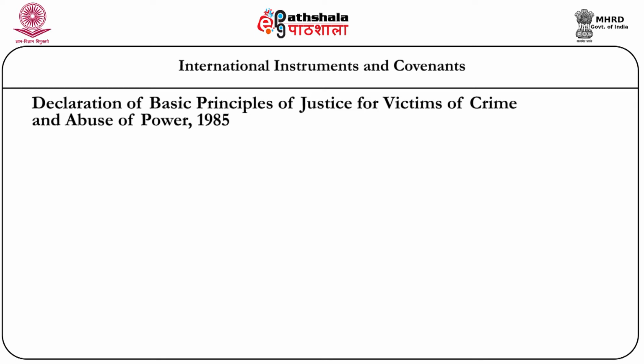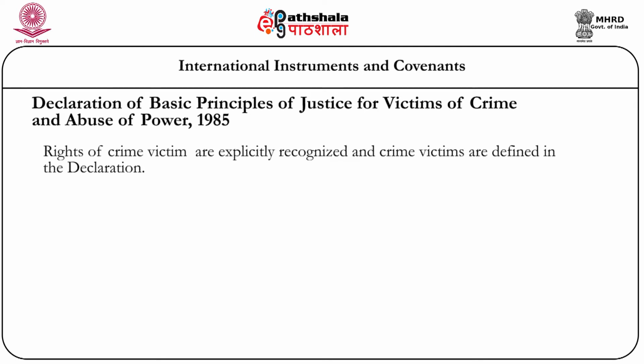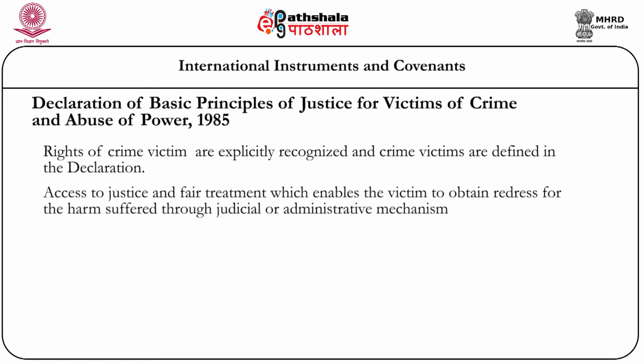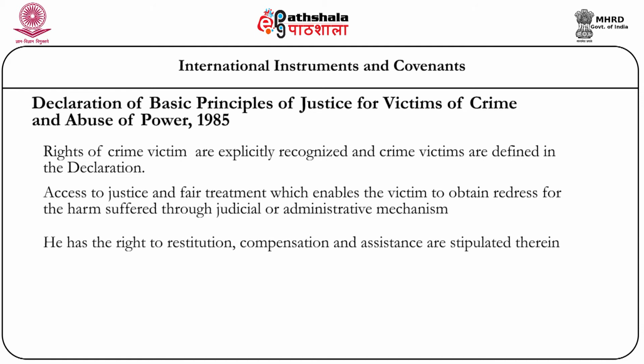The next is the Declaration of Basic Principles of Justice for Victims of Crime and Abuse of Power in the year 1985. Rights of crime victims are explicitly recognized and crime victims are defined in this declaration. Access to justice and fair treatment, which enables the victim to obtain redress for the harm suffered through judicial or administrative mechanisms, and the right to restitution, compensation and assistance are stipulated under this declaration.